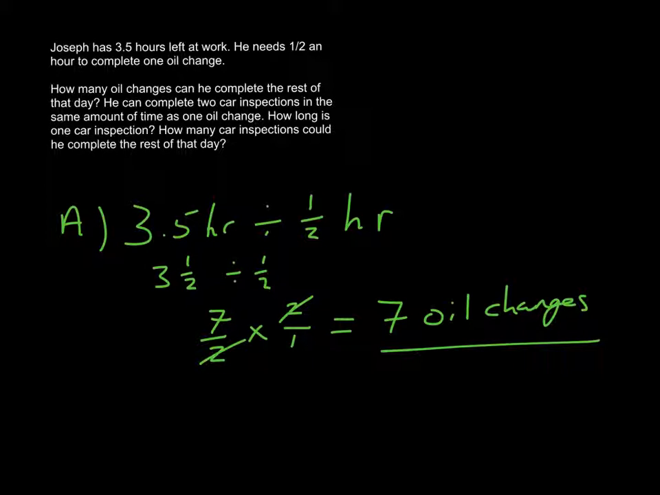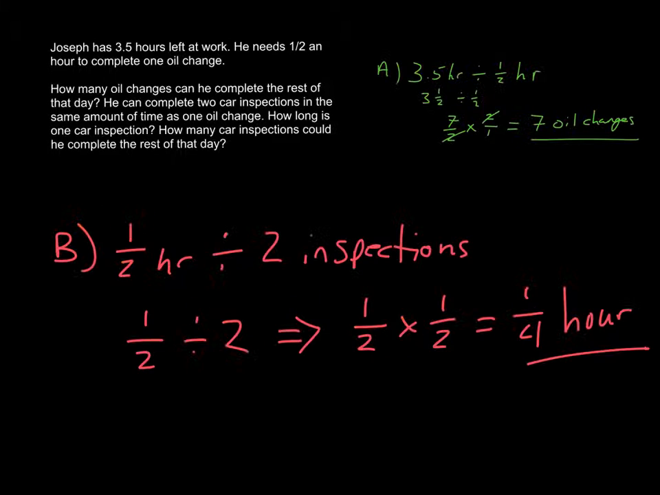Now let's see how long 1 car inspection takes. Here we have half an hour, and we're dividing that by 2 inspections. Remember, we're not dividing 2 inspections by half an hour. So then we have half divided by 2, and when we change that, we have half times half, which gives us a quarter, or 1/4 of an hour, which is 15 minutes for 1 car inspection.